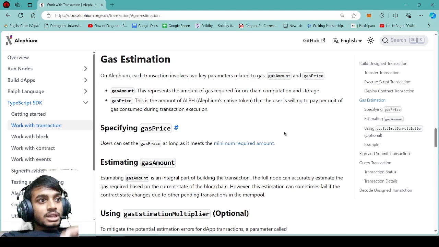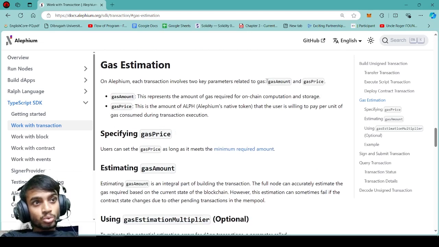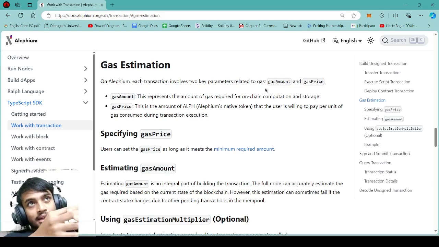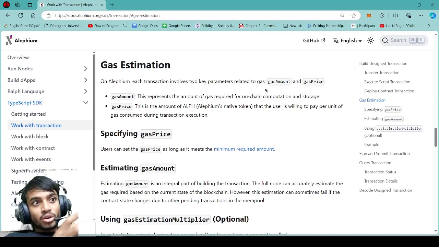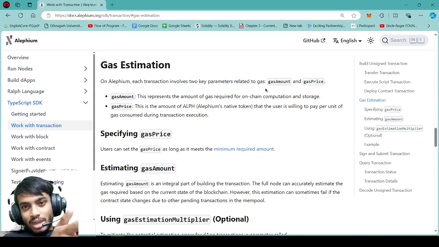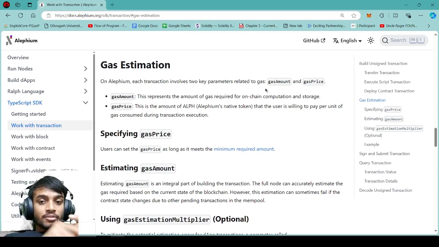And as you can see here in the documentation, there are two parameters for each transaction that you do on Lithium. First is gas amount and other is gas price. Now, gas amount is the total amount of gas that you require to do on-chain computation and then store the necessary states and stuff. Gas price, on the other hand, is the amount of tokens, ELF, since we are using Lithium, that you are ready to pay for each gas.